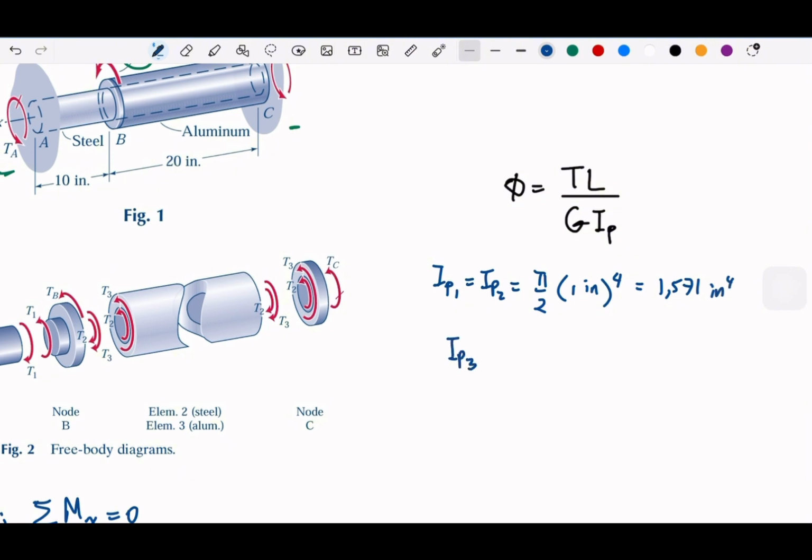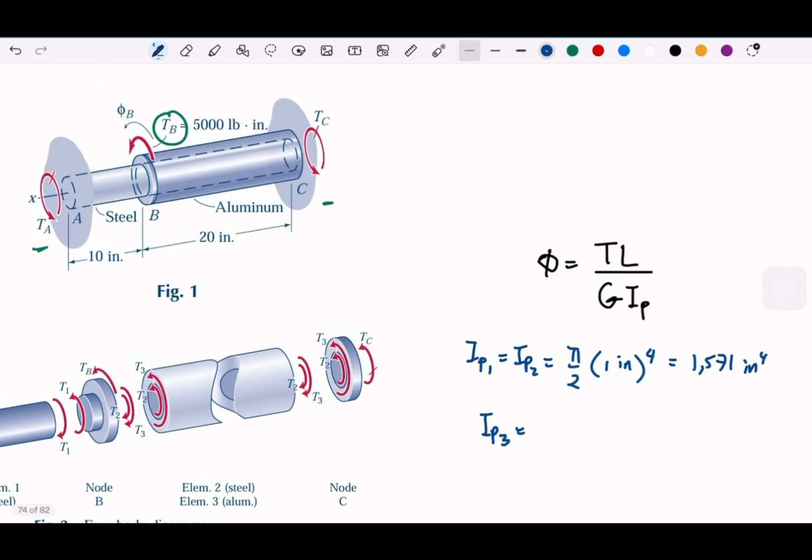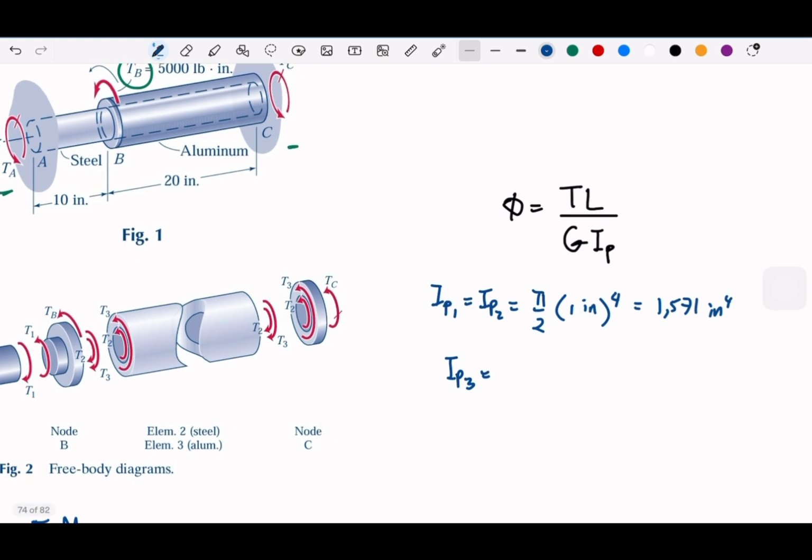And the last one will be the aluminum. This is the tubular or hollow shaft. So we have pi over 2, and then we have the differences in the diameter with power of 4. This will be around this. Okay.